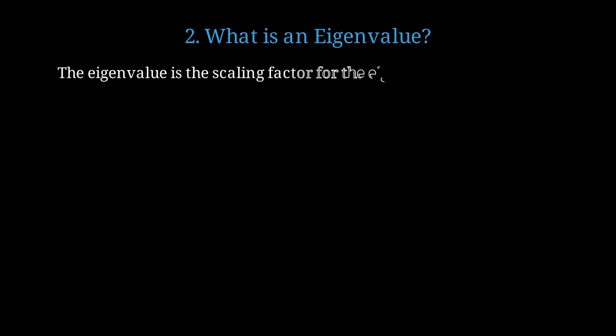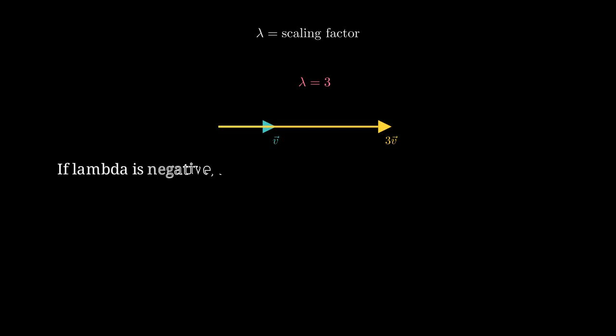The eigenvalue lambda is simply the scaling factor that tells us how much the eigenvector gets stretched or compressed. Lambda represents the scaling factor in our transformation. In this example, the eigenvalue is 3, meaning the eigenvector gets stretched to 3 times its original length. When lambda is negative, the eigenvector flips to point in the opposite direction, while still maintaining the same line.